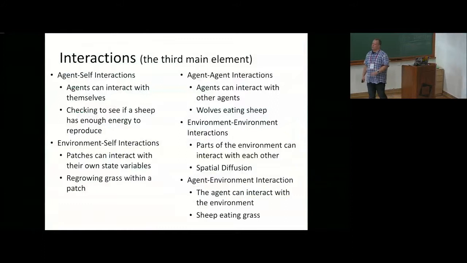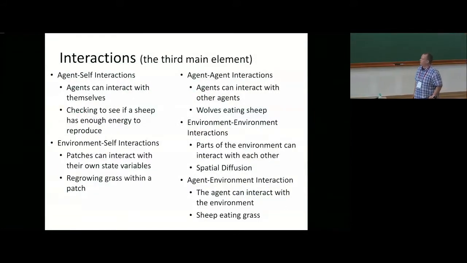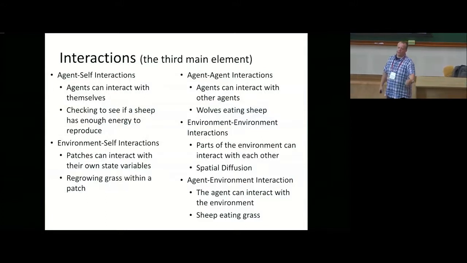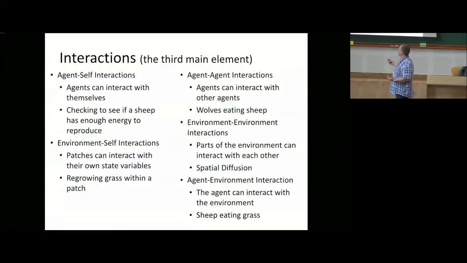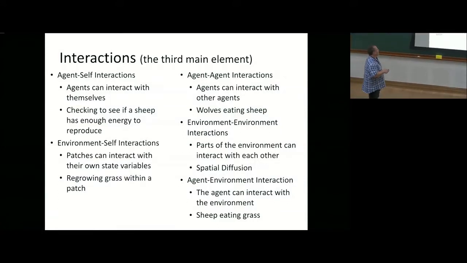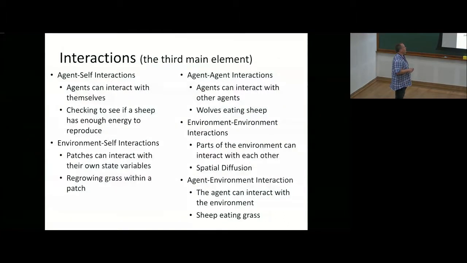The last thing I'm going to talk about before we take a coffee break is interactions. There are three things that define all agent-based models: agents, the environment, and their interactions. I wanted to break down the different types of interactions so you can think about them in a canonical way. An agent can interact with itself. For instance, in the wolf-sheep model I'll show you, the sheep can check to see if they have enough energy to reproduce. That's a self-interaction, and if they do, they hatch a new sheep.